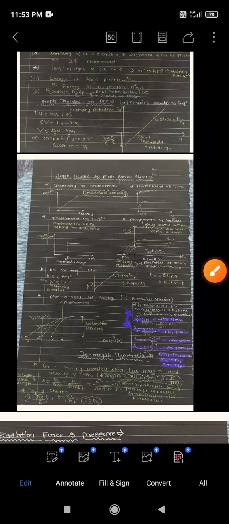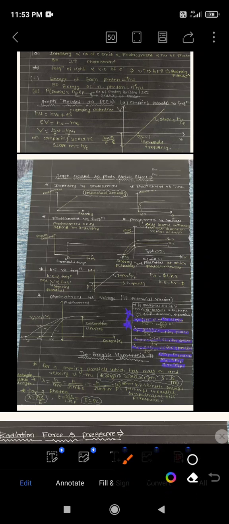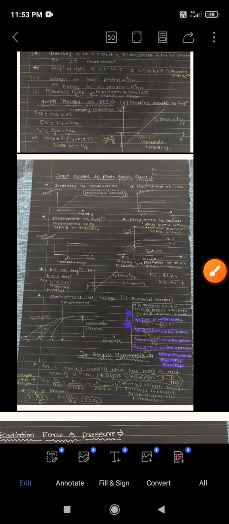Some most important formulas related to de Broglie wavelength. If potential is given, then for an electron lambda is equal to under root 150 upon V, where V is the potential difference, and it can also be written as 12.2 upon under root V angstrom.